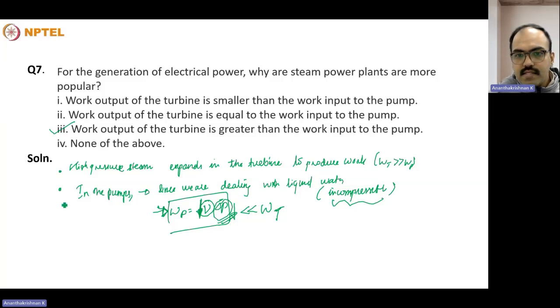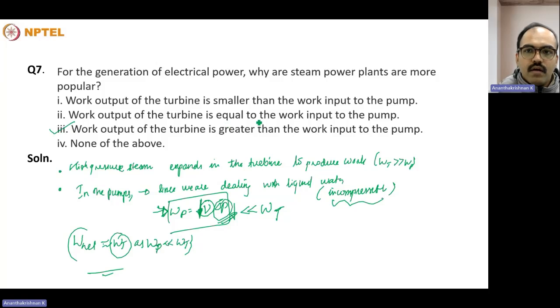So basically, this is the reason why the net work will be approximately equal to the work done in the turbine, as the work done in the pump is very much less than that of the turbine. So this is the reason why steam power plants are more popular. I hope you understood it.